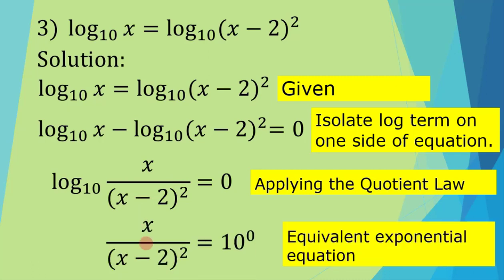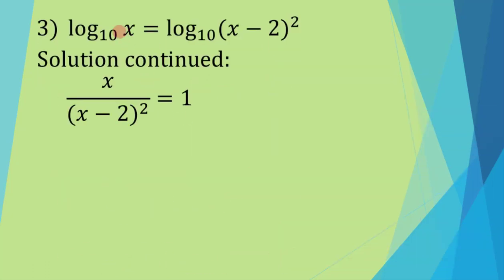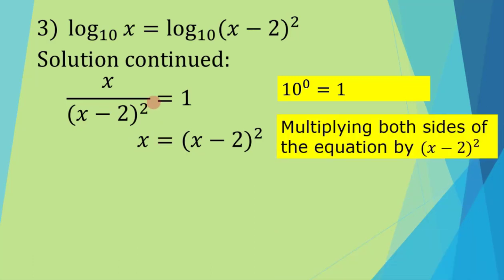Moving on, we have to apply the equivalent exponential form. This becomes x over quantity x minus 2 squared, and that is equal to 10 raised to 0. Next, we isolate this x, multiplying both sides of this equation by this expression, quantity x minus 2 squared, to make it a linear equation.